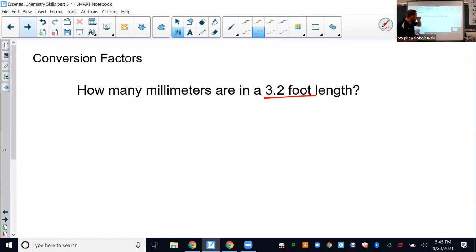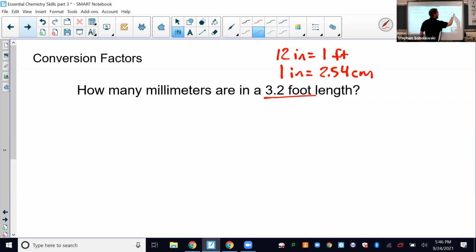So we're going from 3.2 feet to millimeters. I have no idea how many millimeters in a foot, but what do I know? Well, I know that 12 inches is equal to 1 foot. And I know that 1 inch equals 2.54 centimeters. I memorized that one. Oh, and I know that 1 centimeter equals 10 millimeters. This is the path we need to get here. So I've written out the equivalences that I need. Our starting point is 3.2 feet.